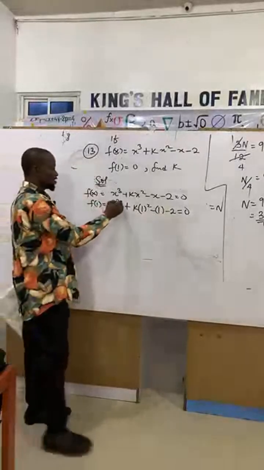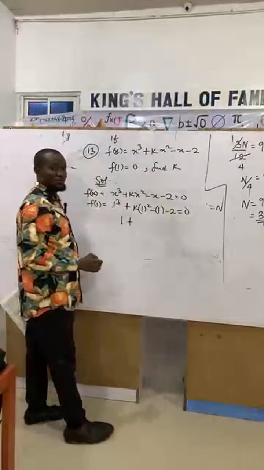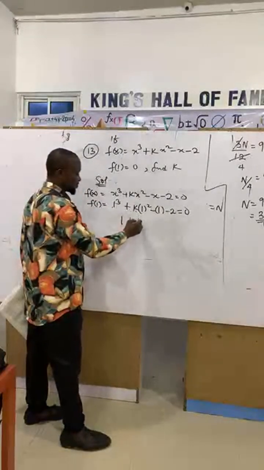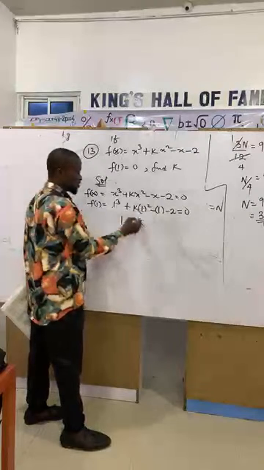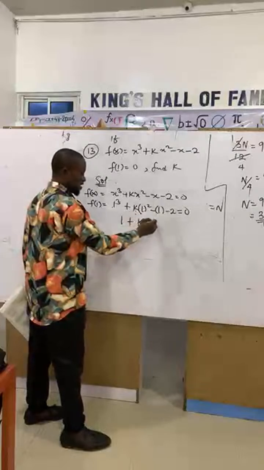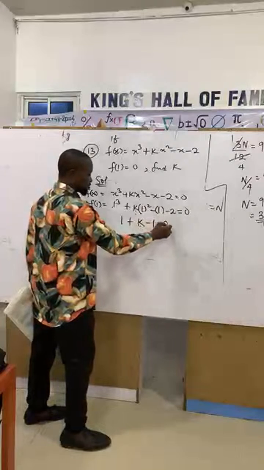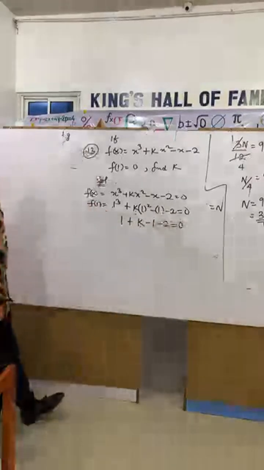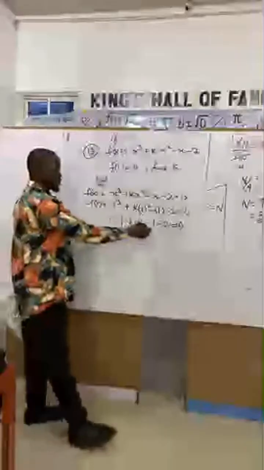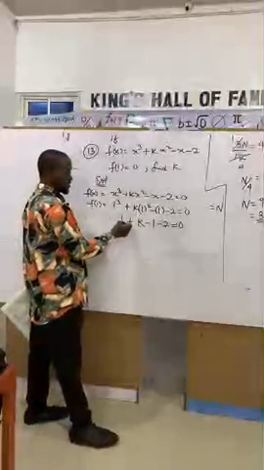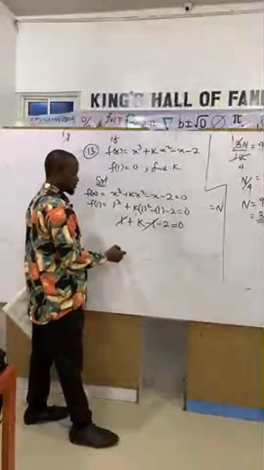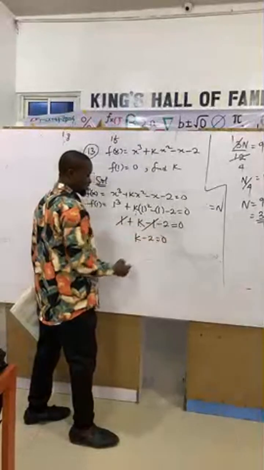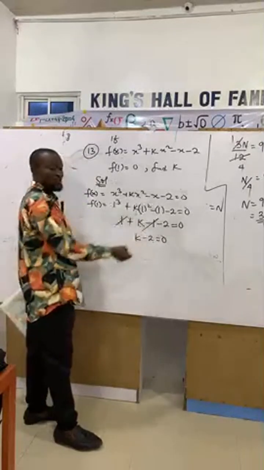1 to the power of 3 is 1, plus k. 1 squared is 1, k times 1 is k. Minus 1 minus 2 equals 0. So you see that 1 minus 1 is gone. So k minus 2 equals 0.